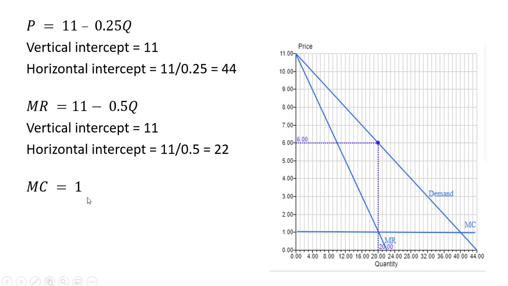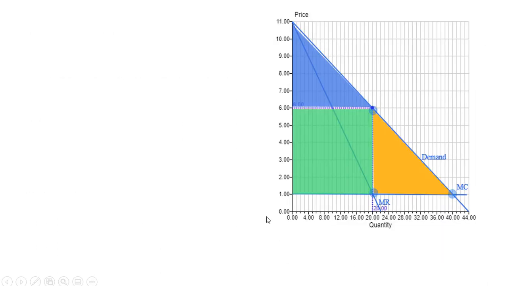And finally, marginal cost is constant at $1, so just a horizontal line here at $1. One other thing to note here is that the marginal revenue curve, since its slope is twice as steep as the demand curve, the horizontal intercept will be halfway between the demand curve's intercept and the origin. So instead of 44, it's 22. All right, moving on. Getting into the consumer surplus, producer surplus, deadweight loss part of this video.